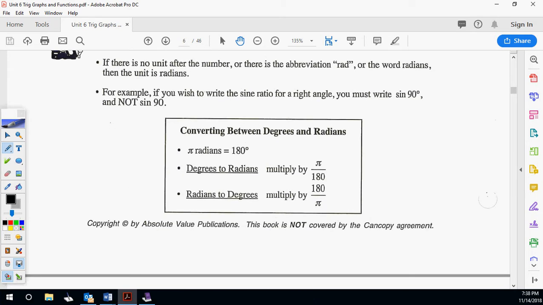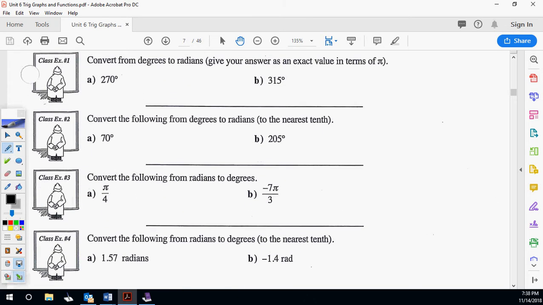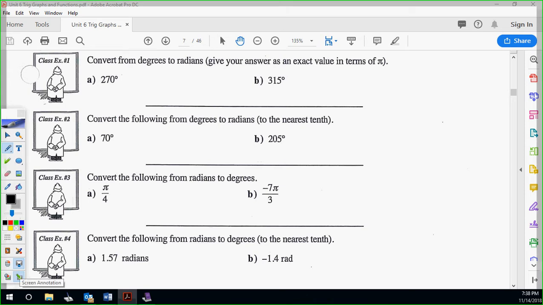So here it is again. Pi radians is equal to 180 degrees. Degrees to radians, multiply by pi over 180. Radians to degrees, multiply by 180 over pi. All right, let's do a couple of these here. Convert these degrees to radians. So we're doing 270 to radians. So we're going to multiply it by, I'll give you a second to answer. Okay, good. Pi over 180.